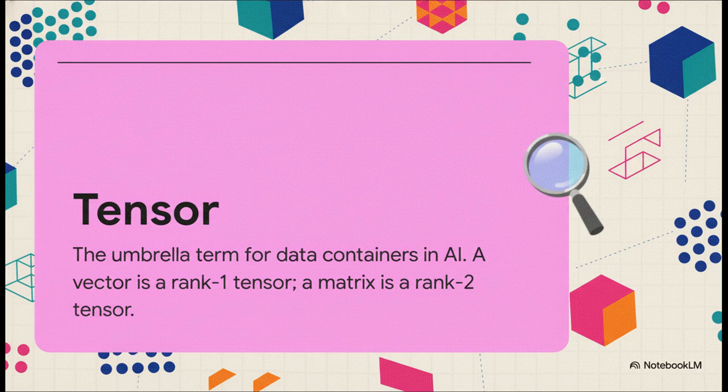You know, tensor sounds kind of intimidating, but it's really just an umbrella term for these data containers. A vector? That's a simple tensor. A matrix? Also a tensor. It's kind of like how vehicle is the umbrella term for a car, a truck, a bike. They're all vehicles. And the model, it almost always works with these bigger, more complex tensor structures.